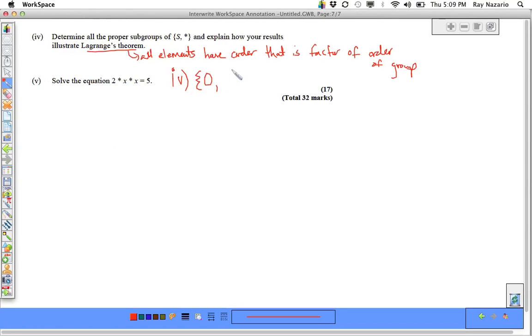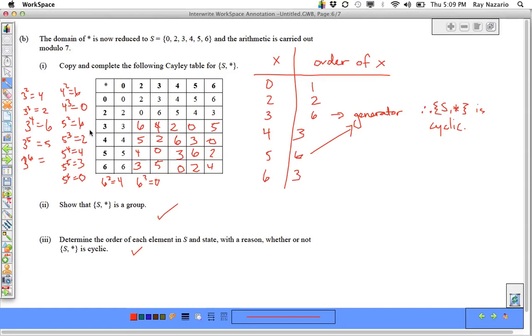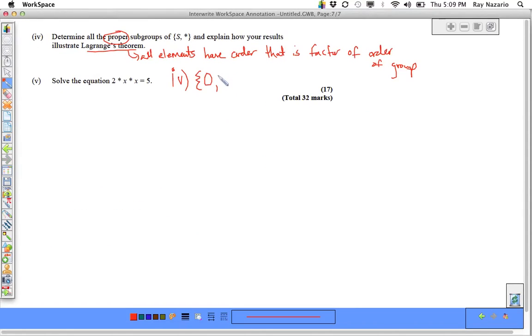Oh, and I guess I should mention, proper subgroup means that it has fewer elements than the original group. So that means our proper subgroups cannot include the generators. Because if we included this element, which has order 6, there must be 6 elements in that set. But a proper subgroup would have fewer than 6 elements. So we're only going to have 2 proper subgroups.